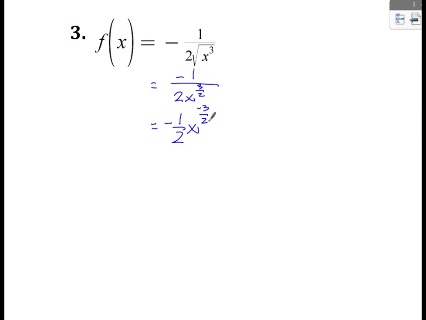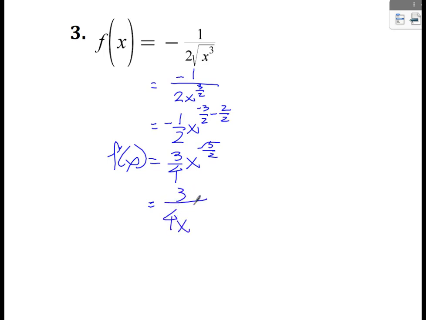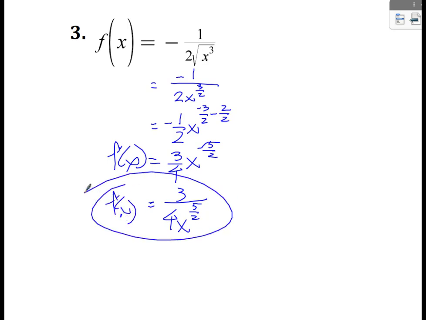All right. Now I take the derivative. Negative 3/2 times 1/2 is going to be 3/4 x, subtract 1, which is 2/2. And you end up with negative 5/2. So that moves it to the denominator. So we end up with 3/4 x to the 5/2. All right, so that's just a little refresher from yesterday.